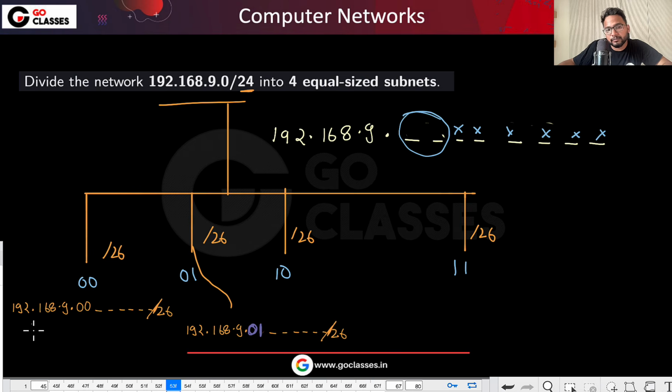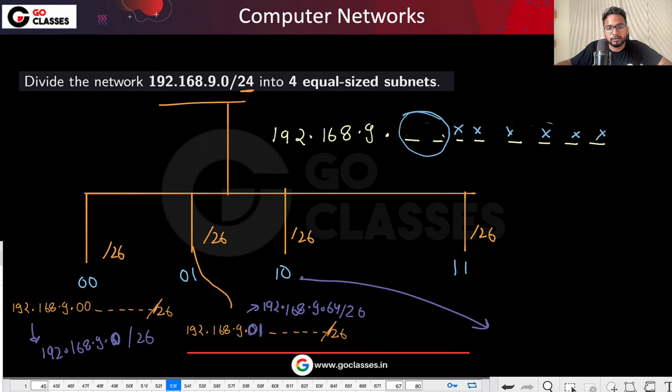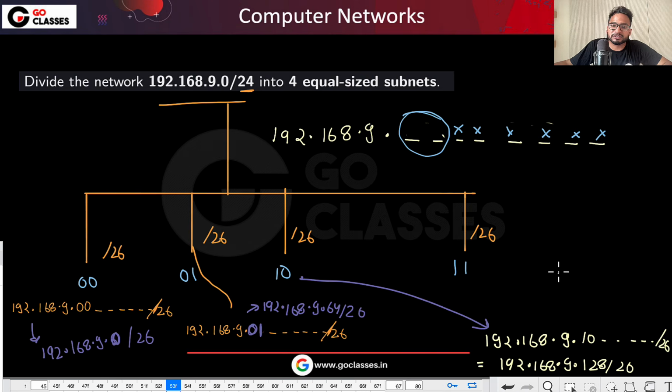Here the network ID will be 192.168.9.0/26. Here the network ID will be 192.168.9.64/26, right? Similarly it will be 10 here, so 10 means 192.168.9.10, and then these 6 bits could be anything, /26, right? So the network ID will be 192.168.9. Since it is 1, then 128/26. Every network is /26 anyway.